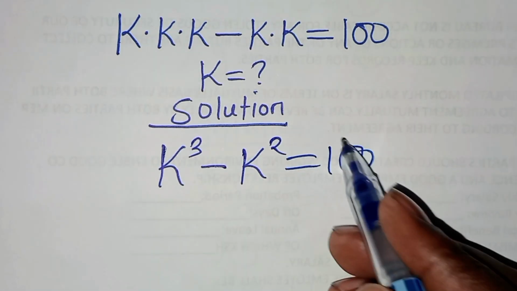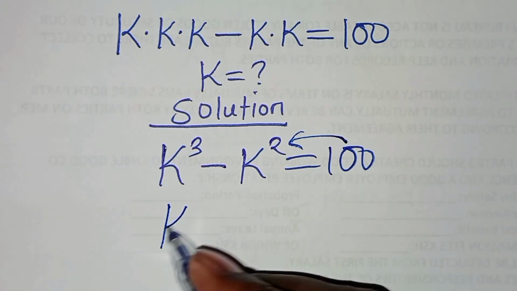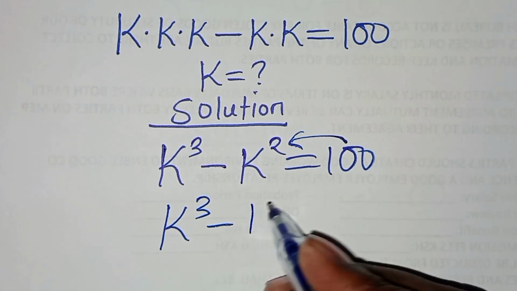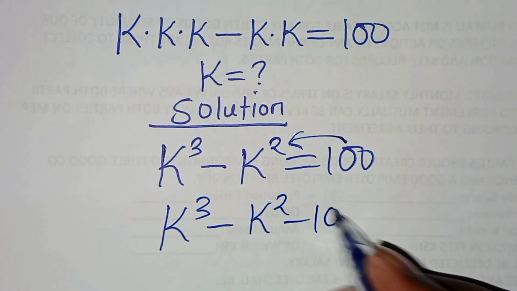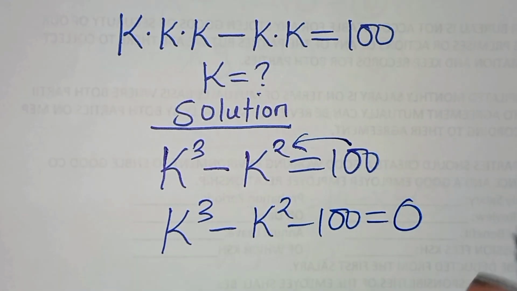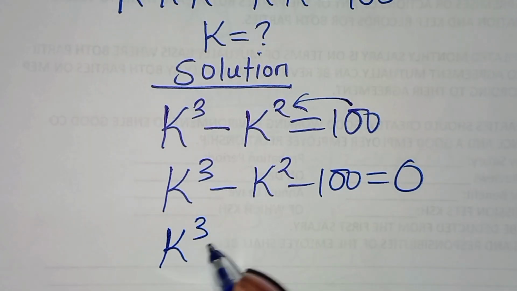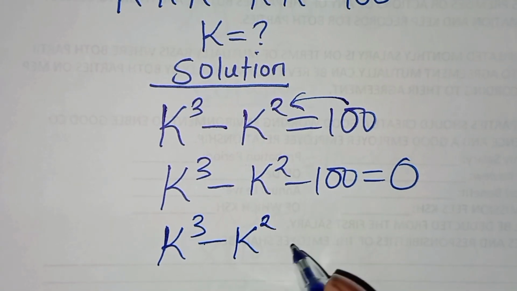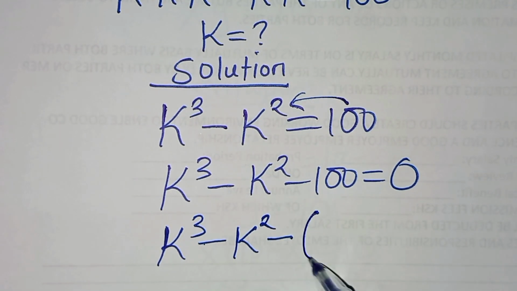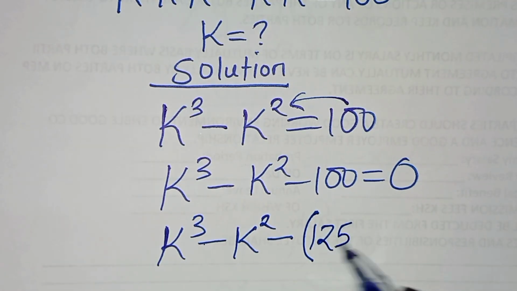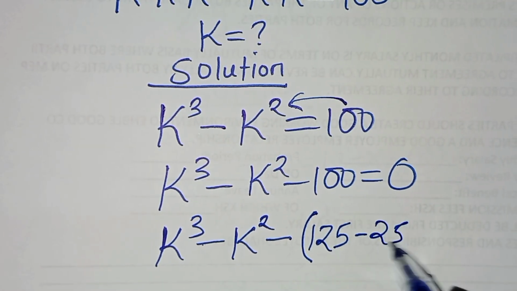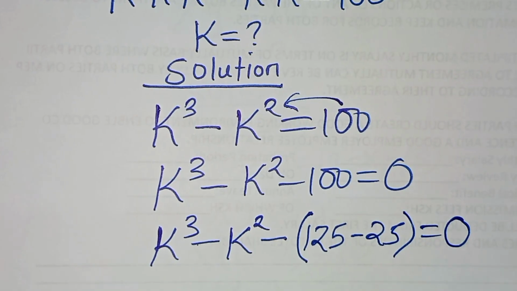So let's take 100 to the left-hand side. So this is k to power 3, subtract k to power 2, subtract 100, this is equal to 0. Now we have k to power 3, subtract k to power 2, subtract 100, which you can express as 125, subtract 25. This is equal to 0.